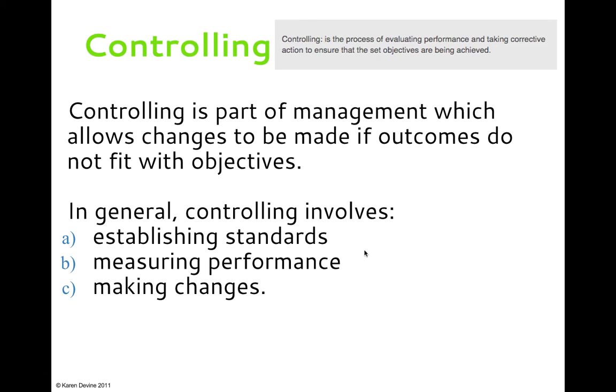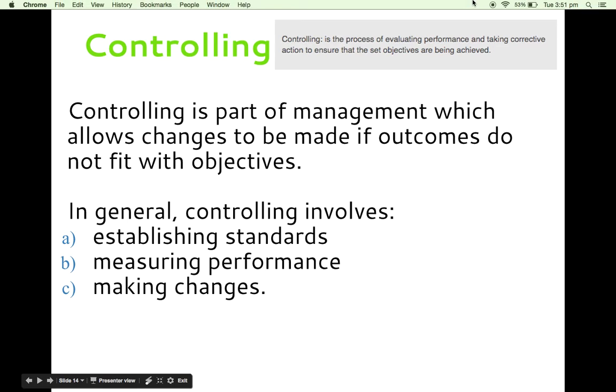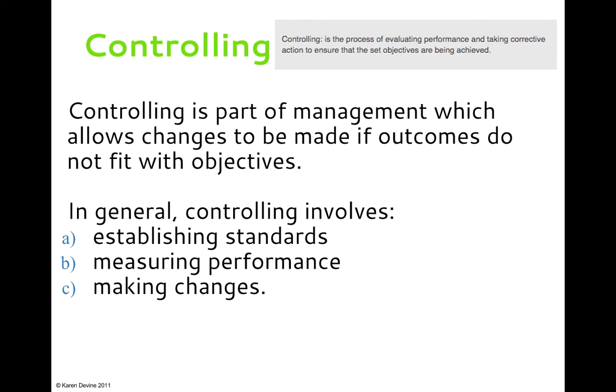The next one is controlling, and controlling is the process of evaluating. That word there is really important: evaluating performance. Remember, to evaluate performance, we need to look at what was hoped for and what has actually eventuated, and take corrective action. This is fixing something up if it wasn't done well, or improving on something that is going okay but not as well as you first thought. This is to ensure that the set objectives are being achieved. So this is post those activities and productions going on in a business.